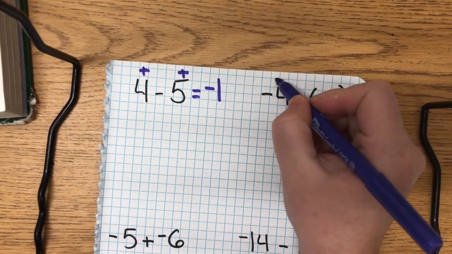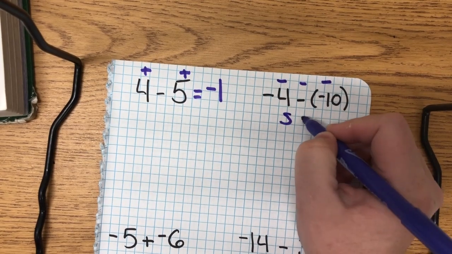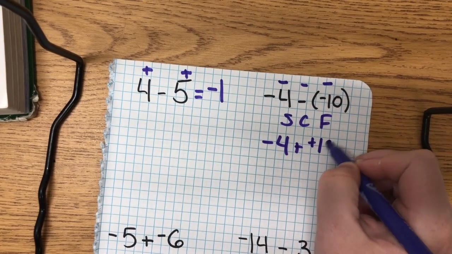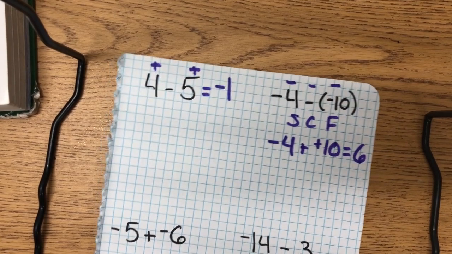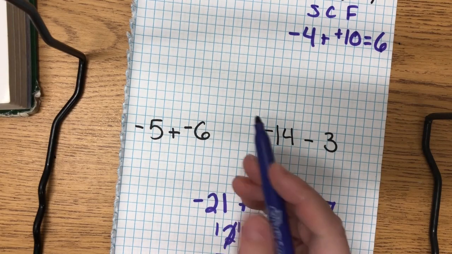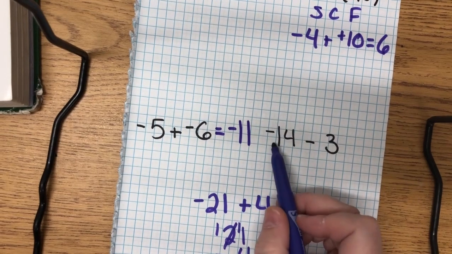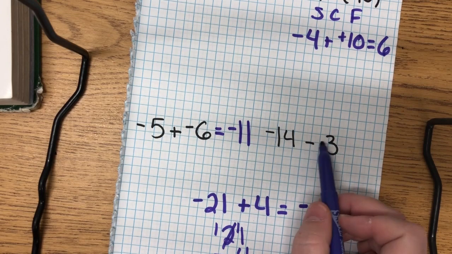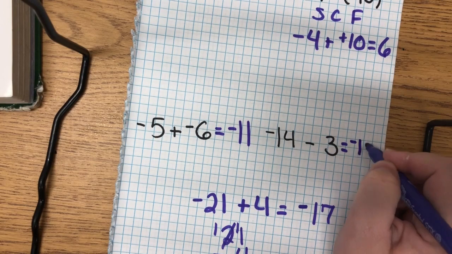Next one, I've got a negative minus a negative. Remember the same change flip method. So it's -4 plus +10. That's going to give me a +6 because the larger number is positive. I have a -5 plus a -6. I'm going to add those together, and that gives me -11. -14 minus 3. This now kind of switches to that negative. I can add those together, and that gives me -17.